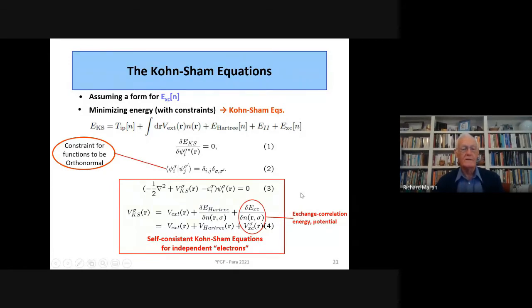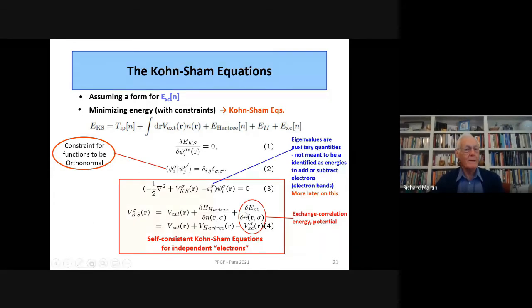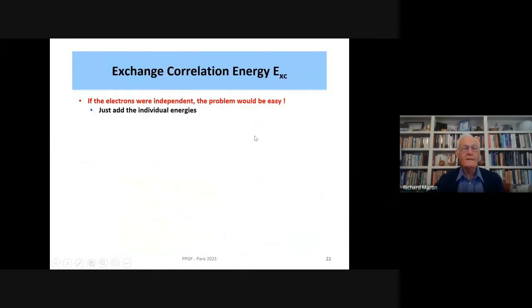So it's a self-consistent set of equations because the Schrödinger-like equation involves a potential, and the potential is determined by the density, which is a result of this equation. So with a self-consistent loop to arrive at a self-consistent solution, this is now a soluble problem, and it's the famous Kohn-Sham equations. So the eigenvalues are now auxiliary variables. They're not meant to be something physical themselves, but we'll talk about them again a little later. So what is this exchange correlation energy?